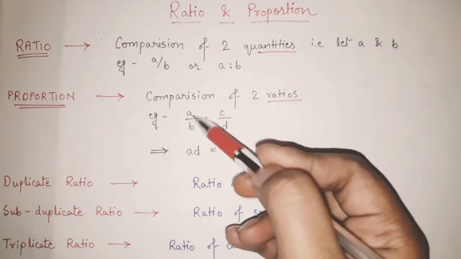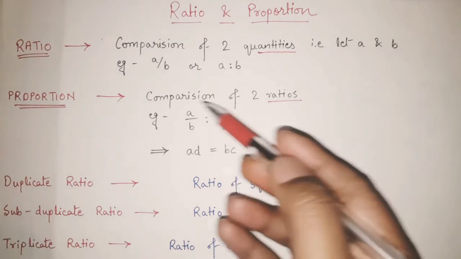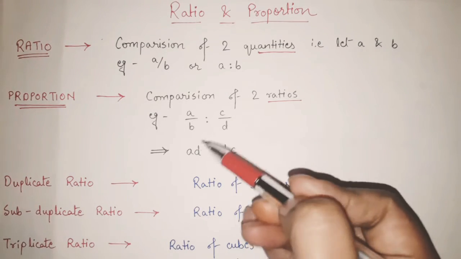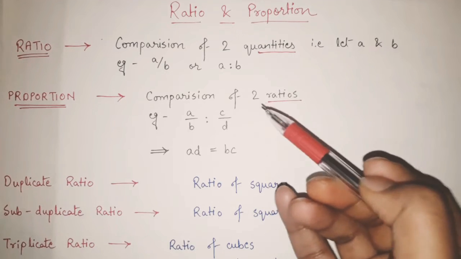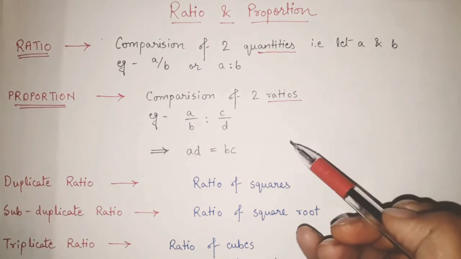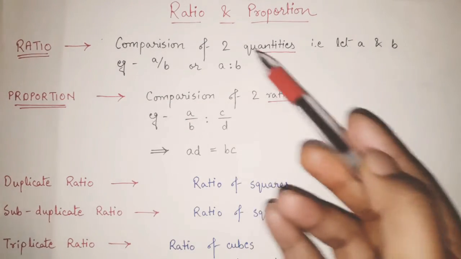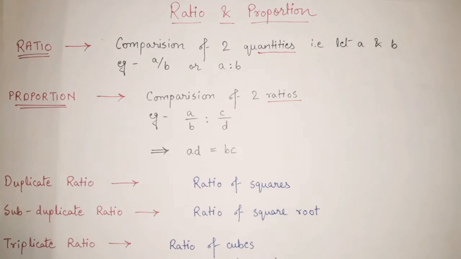For example, A by B is to C by D. And how can you solve such a proportion? You have to do nothing but cross multiplication. So AD is equal to BC. Fine. So this is the main notation and usage of ratio and proportion.